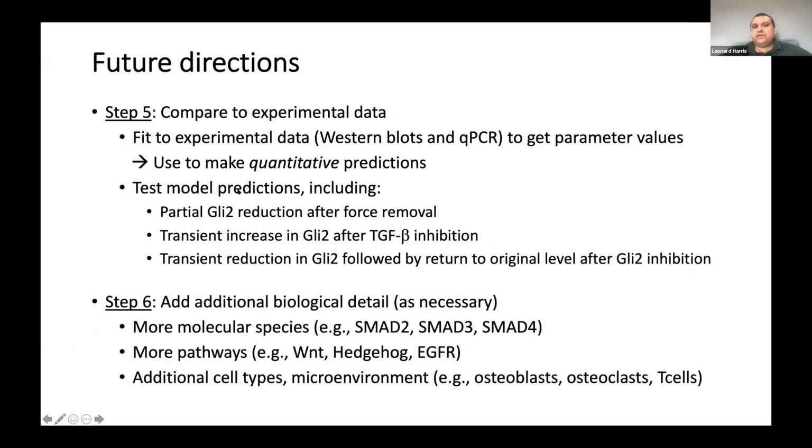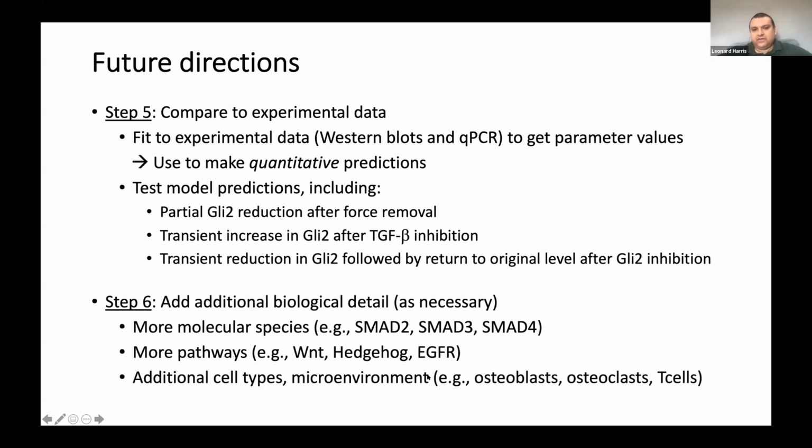So after we collect this new data and see whether or not our predictions are borne out in these experiments, we will likely need to update our model to understand why we're missing whatever we're missing. Perhaps we'll need to add in some more molecular species. For example, maybe we have to add in all the different variants of SMAD, since right now the model just has SMAD, but there's SMAD2, SMAD3, and SMAD4.